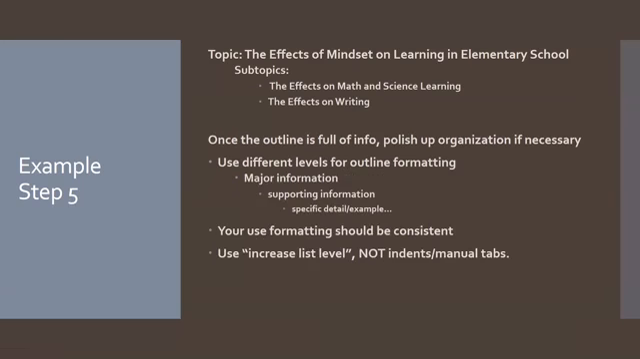Once the outline is full of info, I want to polish up organization if necessary, which at some level is always going to be necessary. You want to use different levels for outline formatting, as we do here. And those levels should be consistent if possible. And again, we can work on that in the revision, but you need to try to parse information apart into levels. And I'll give you an example in just 1 second.